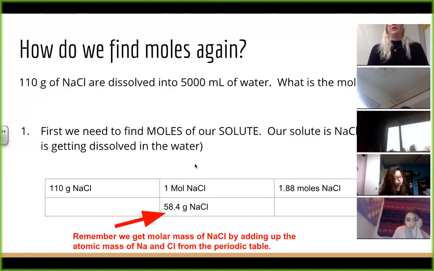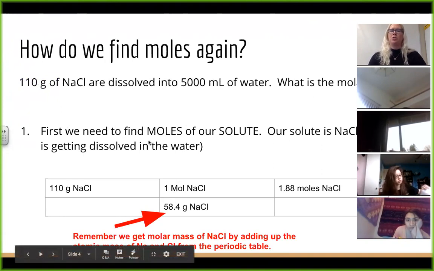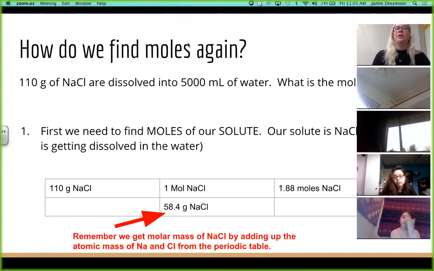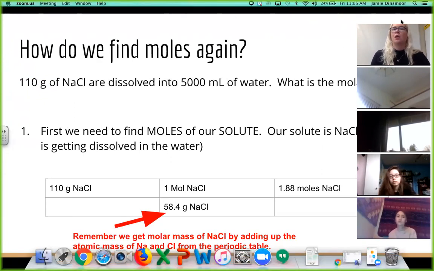So how do we find moles again? So this is a review from first semester, and shouldn't be too complicated, but we're going to first of all find moles from grams, and then we're actually going to find the molarity of this salt water here. So 110 grams of NaCl are dissolved into 5,000 milliliters of water. What is the molarity? Okay, making sure I didn't write any other words there.